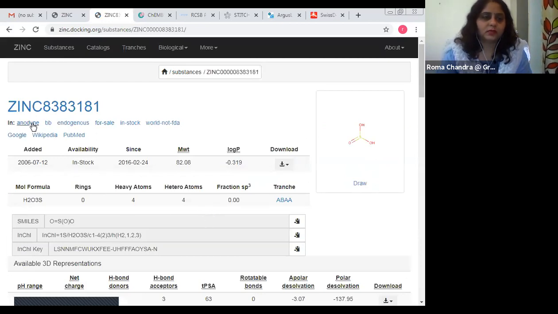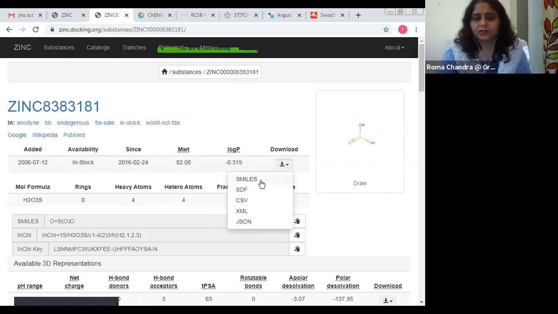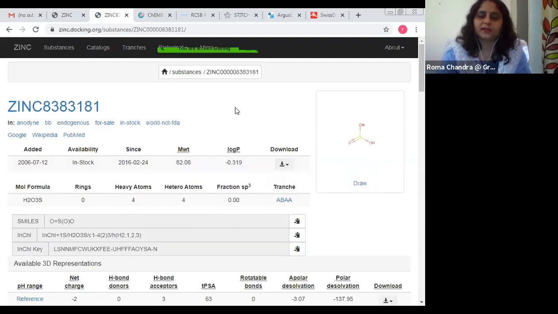Okay, so this drug molecule was added on this particular date, and it is available. What about the molecular weight? We can just go with the downloading of this structure as well. There are various formats: SMILES format, SDF, CSV, XML, and JSON. All these different formats are basically related to different software or different analysis tools.